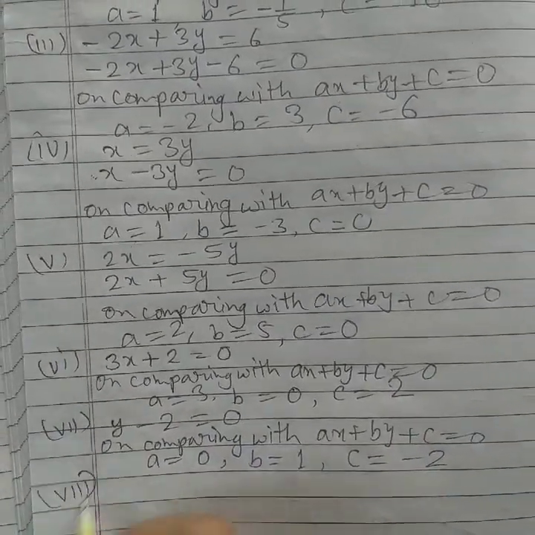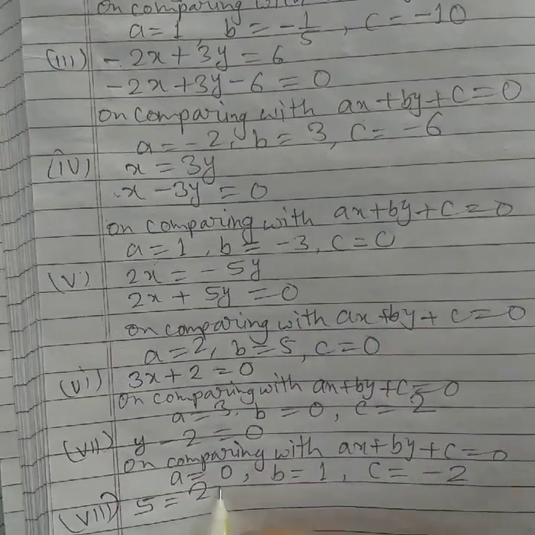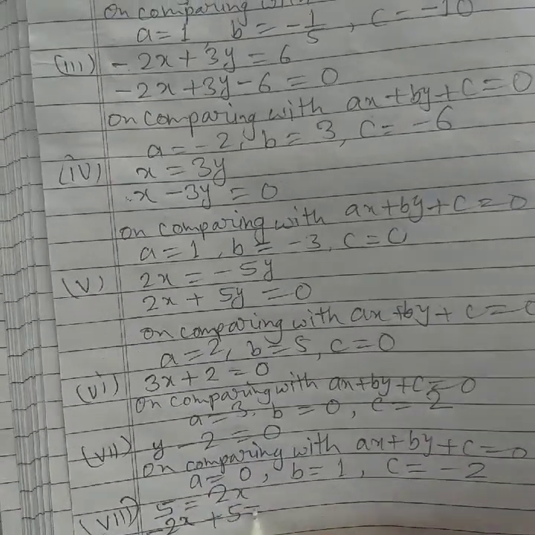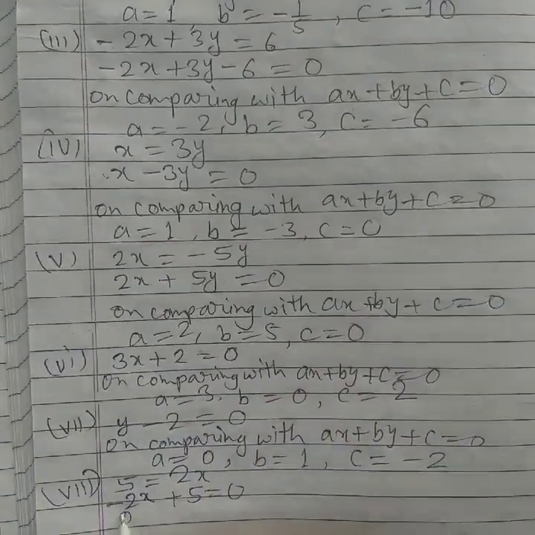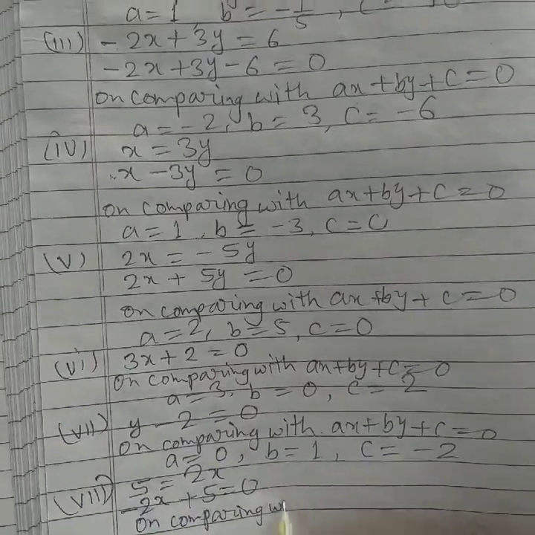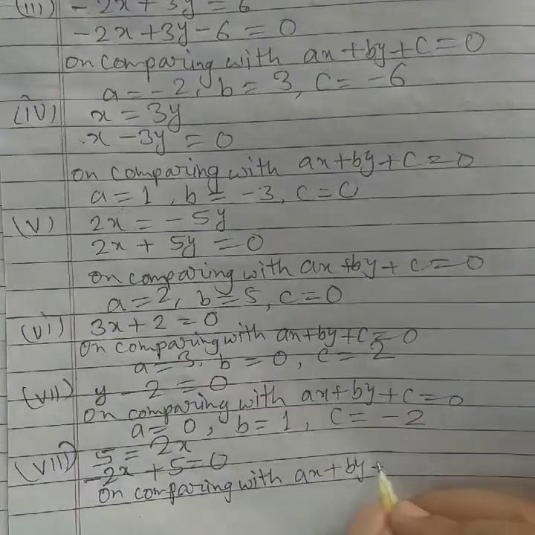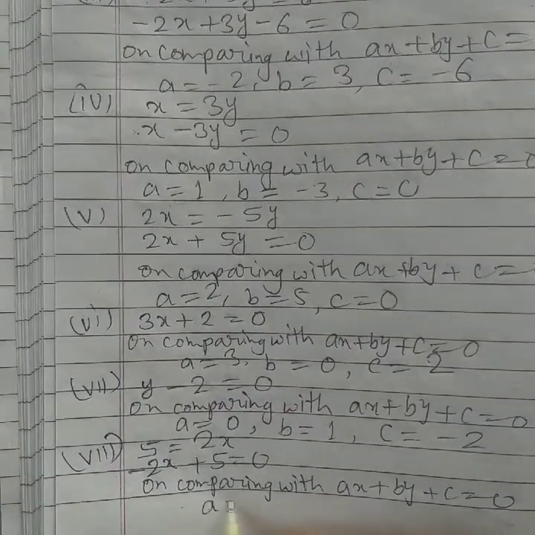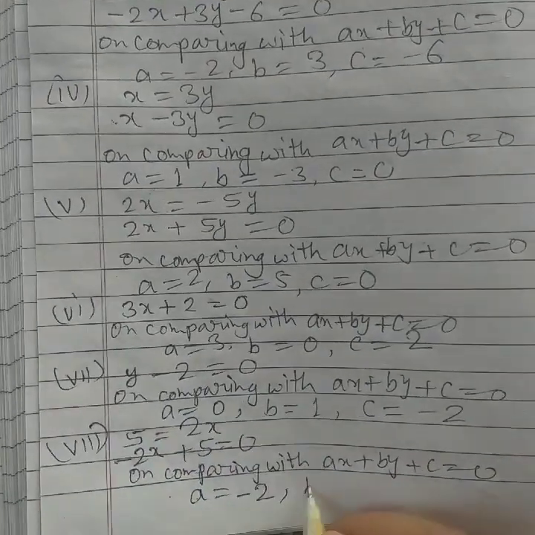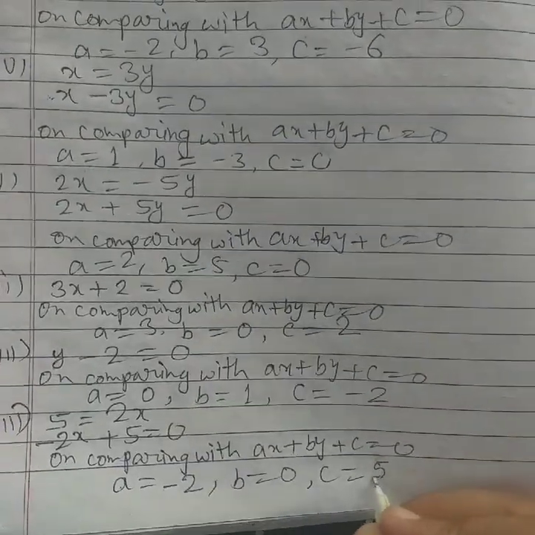Last part of this exercise and this question also, which is 5 equals to 2x. So 2x we can transfer in LHS, that means minus 2x plus 5 equals to 0. So now on comparing with standard form, which is ax plus by plus c equals to 0. Now we have a equals to minus 2, coefficient of x, b coefficient of y it is not here, so b equals to 0. c is the constant term which is 5, that means c equals to 5. This is the exercise.